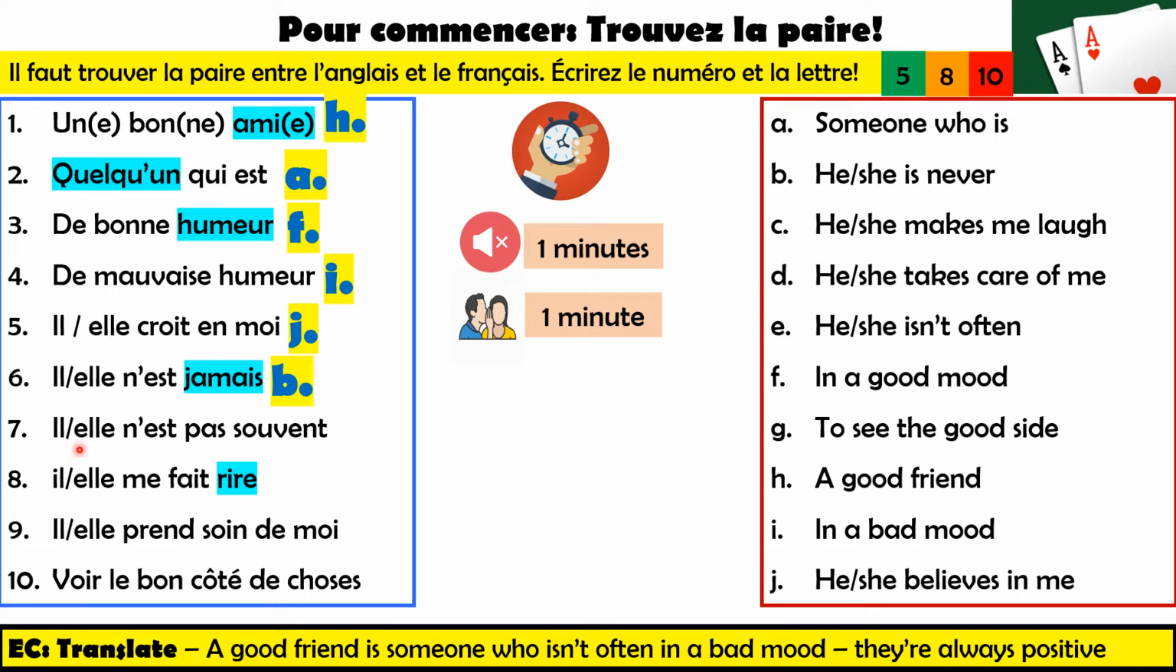Alors, numéro 7. Il, elle n'est pas souvent. Now, you might not know souvent, but you should know il n'est pas ou elle n'est pas. Souvent is a keyword. It means often. Donc, numéro 7 veut dire he or she isn't often or is rarely.